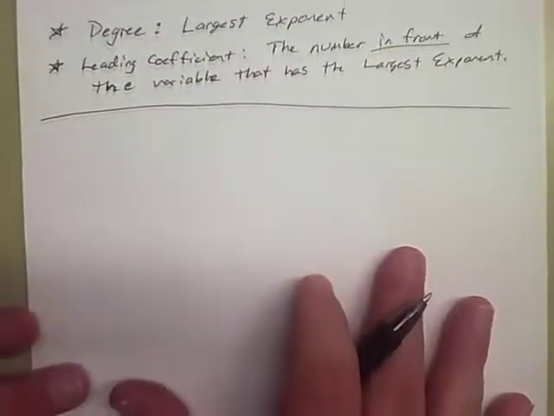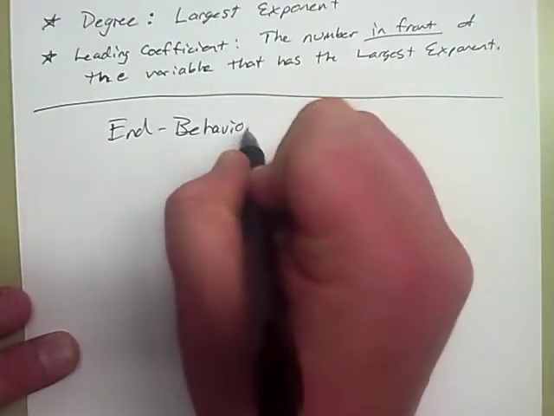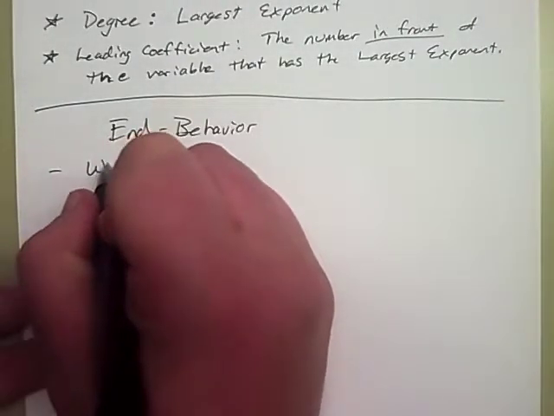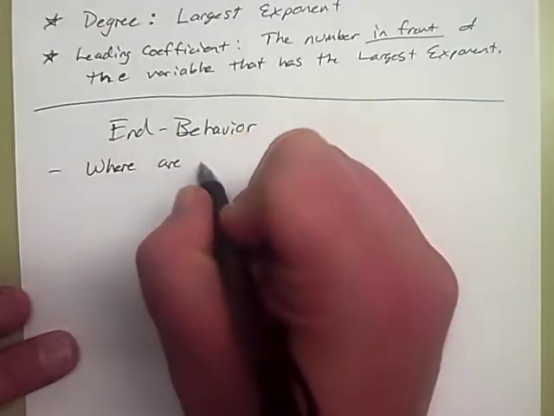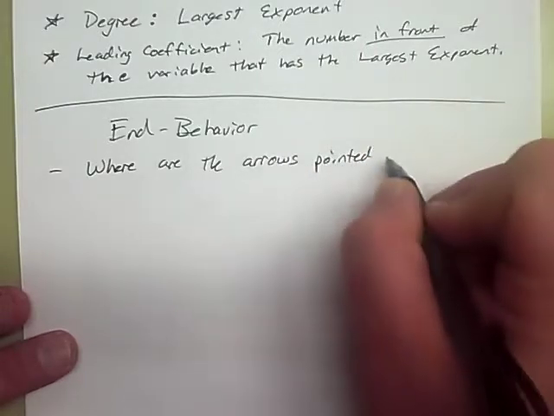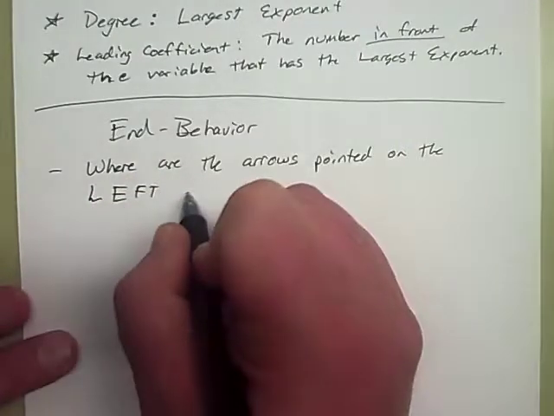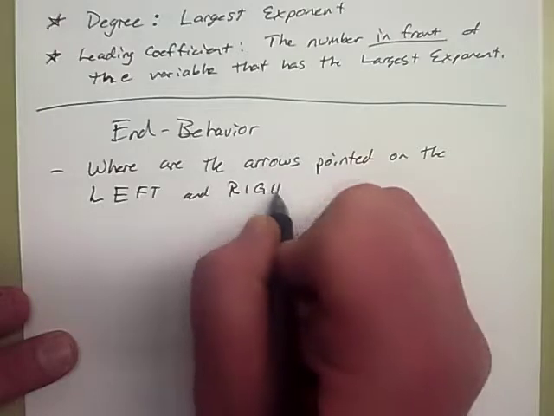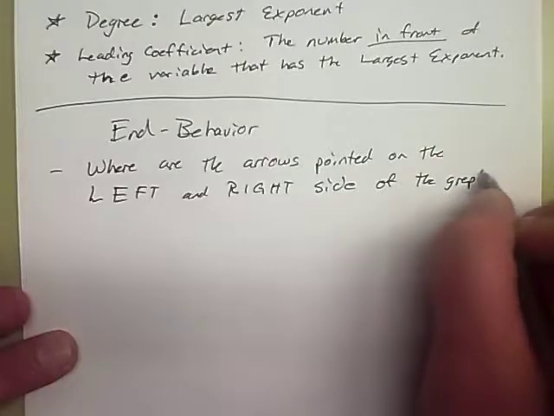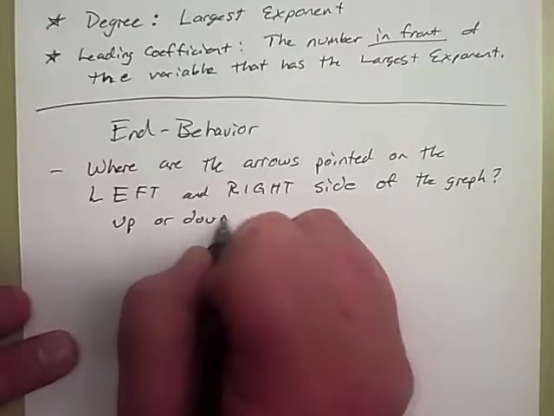So let's take a look at end behavior. Well, what does that mean? It's where are the arrows pointed on the left and right side of the graph. They're either pointed up or down.